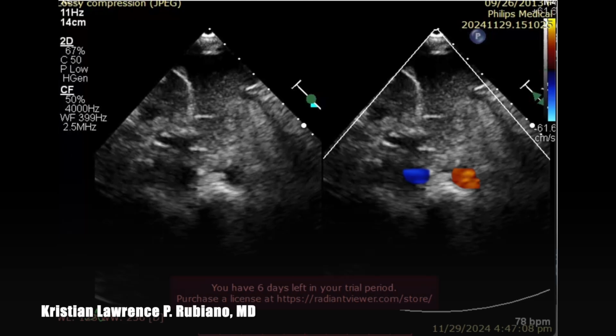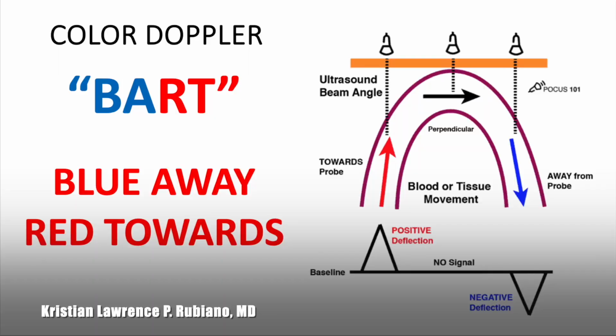In color Doppler imaging, color blue represents blood flow moving away from the transducer probe, while red represents blood flow moving towards the transducer probe. To remember this, take note of the acronym BART, meaning blue away and red towards, signifying blood flow away or towards the transducer probe. We will again emphasize this as we go along the other views with color Doppler imaging.